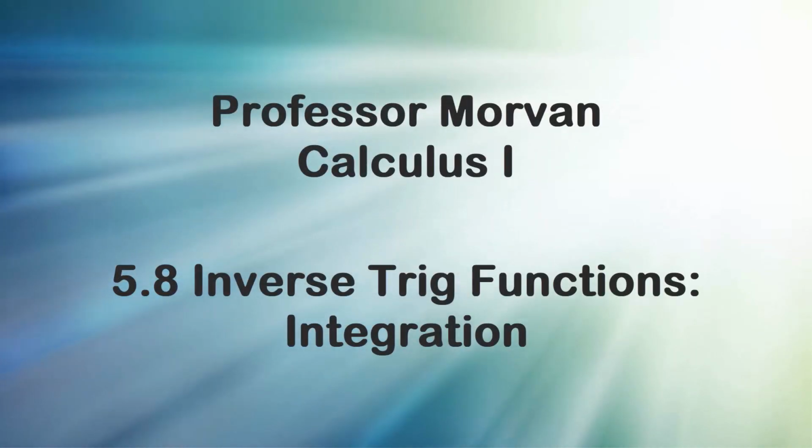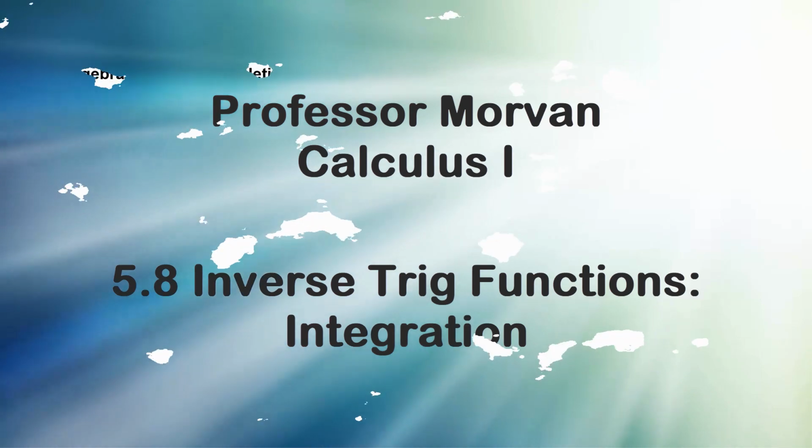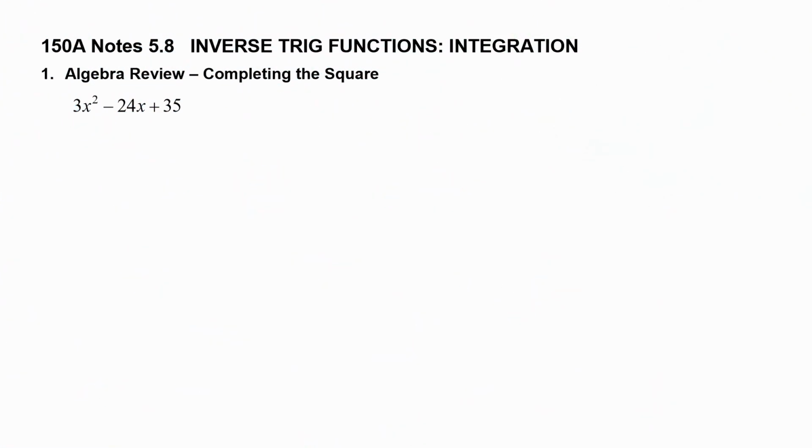In this section, you will learn about the integration of inverse trig functions. First up, we need a little algebra review on completing the square. Suppose you had this expression 3x squared minus 24x plus 35, and you wanted to write it using completing the square. The first step is to factor the 3 out of the x terms.